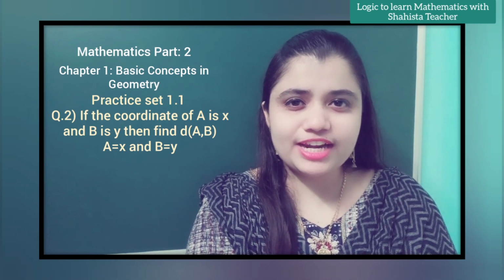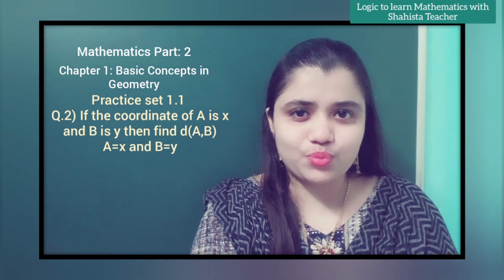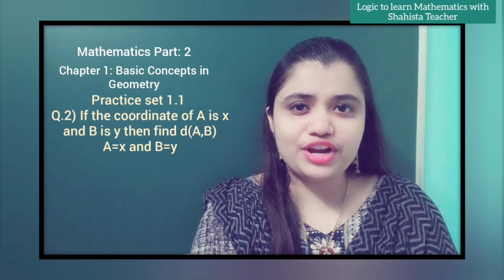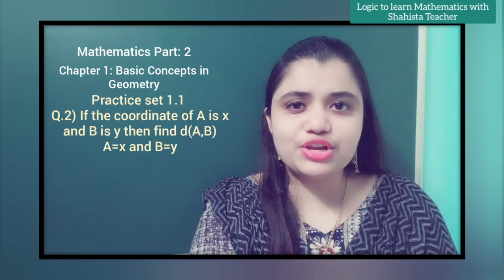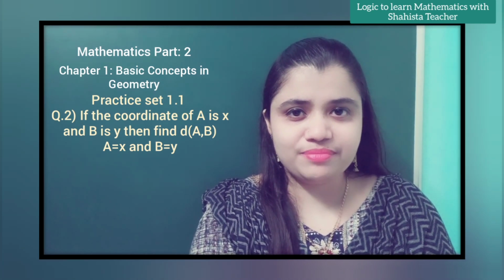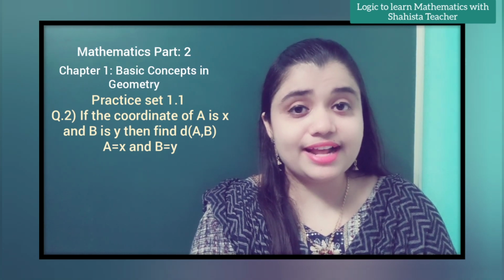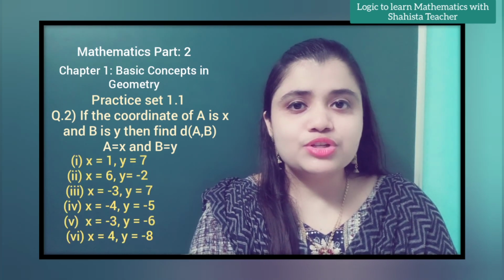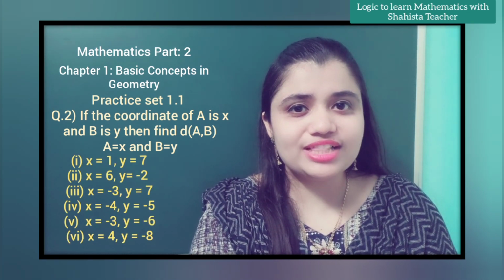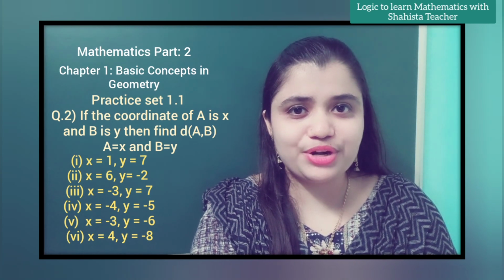If the coordinate of A is x and B is y, then find the distance of A to B. Here the values of x and y are given. A represents x whereas B represents y. So students, let's solve all the 6 sub-questions of question number 2 one by one.